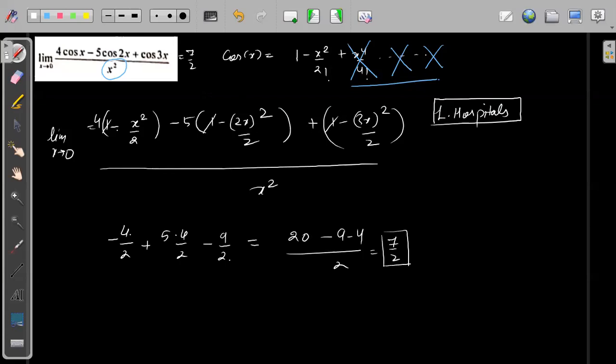Okay, you must have solved. Okay, fine. So I hope this one is okay. Simple expansion, you can simply find this. Just you have to use the first two terms. Okay, now next one, solve this one.